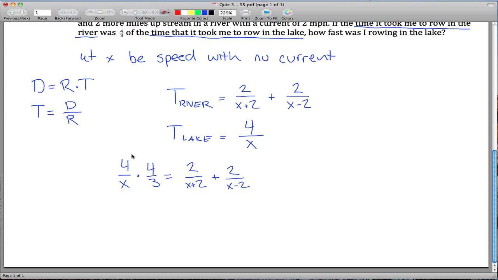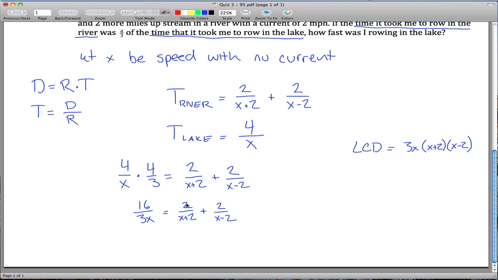So I think the hardest part is getting to this equation right here, but if you get to this equation right here, we can just solve it in the same way we solved the first problem. Maybe it's worth simplifying just a little bit before we do that. On the left-hand side here, we can call this 16 over 3x. If we leave these guys alone, we figure out that our least common denominator is 3x times x plus 2 times x minus 2.